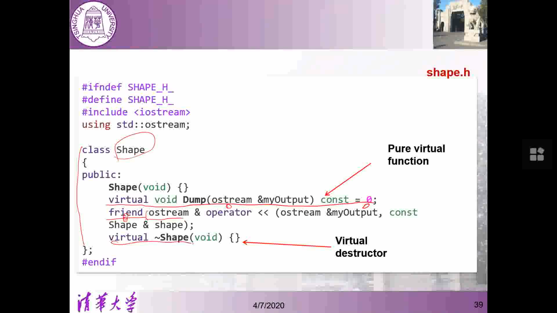And then we have a virtual destructor. So this is to enable cout, shape object S, right? To enable this. Then we can guess that in this operator call, it will call this dump.